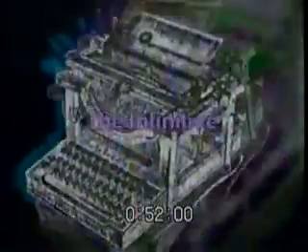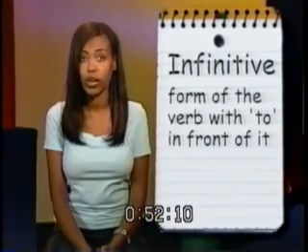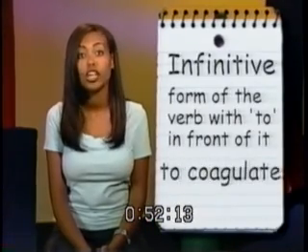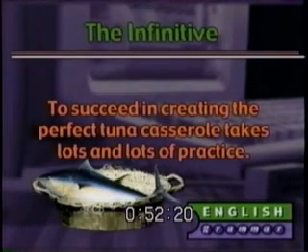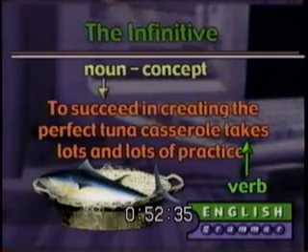The infinitive. Another form of the verb we can use as a noun or adjective is the infinitive. The infinitive form of a verb is the one that has the word to in front of it. To live, to learn, to coagulate, to be, or not to be. Infinitives one and all. Suppose we were to write, to succeed in creating the perfect tuna casserole takes lots and lots of practice. Our verb in this case is takes. To succeed is actually a noun in this sentence because we're talking about the concept of succeeding.